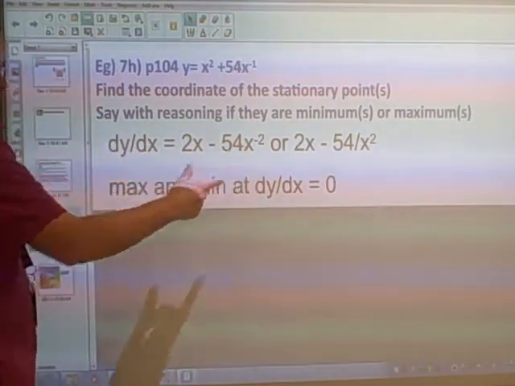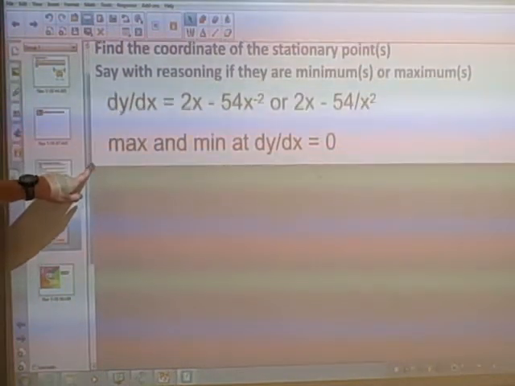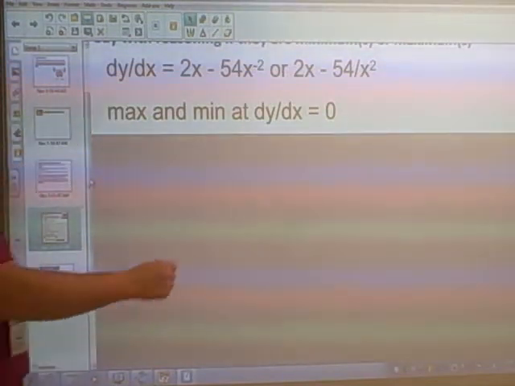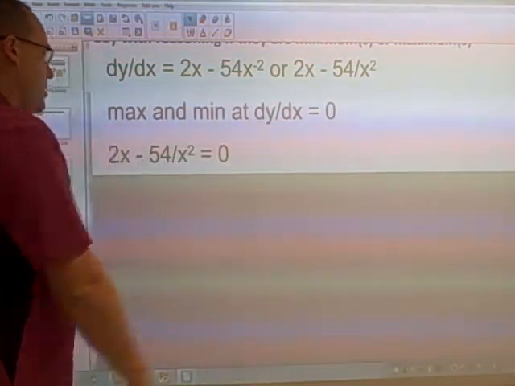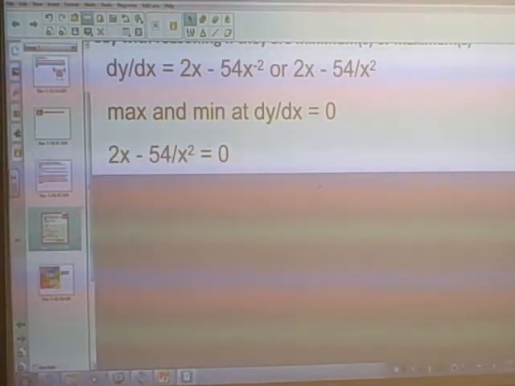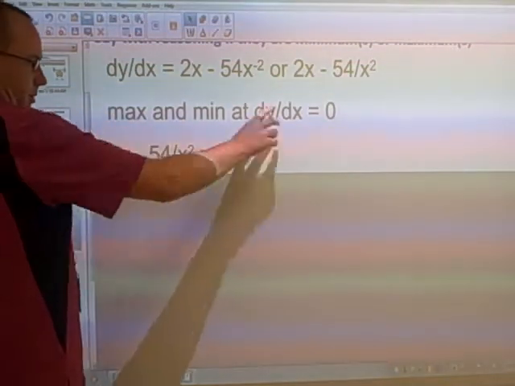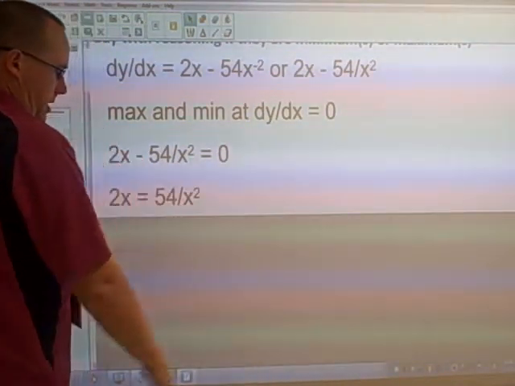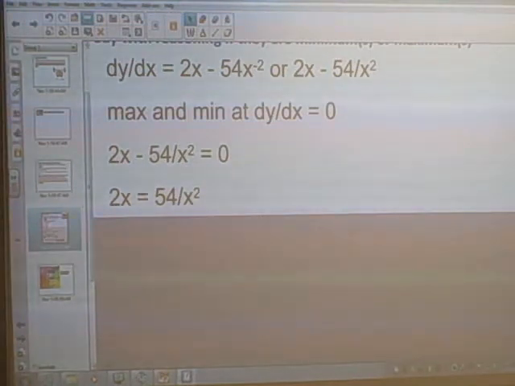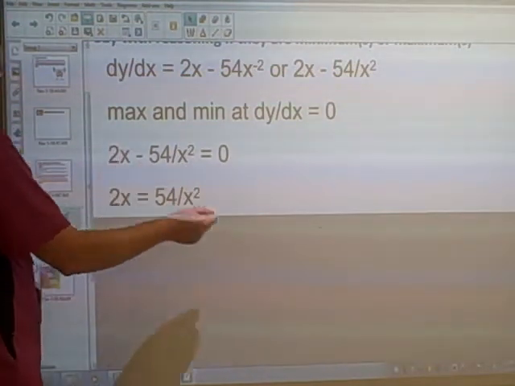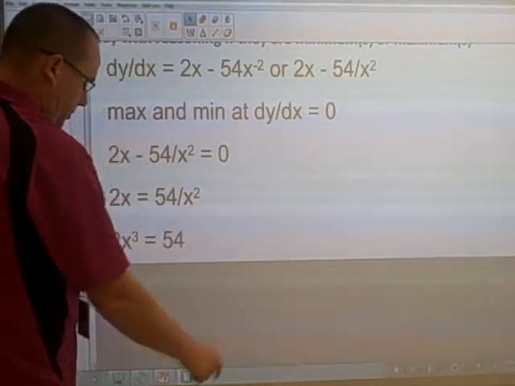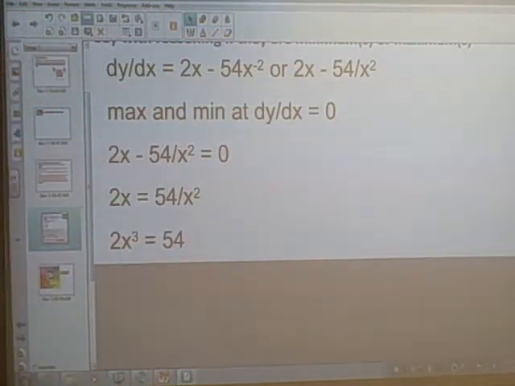So write that statement out and explain to the examiner exactly what you're doing. Maximums and minimums occur at dy by dx equals 0. And then take that equation and set it equal to 0. Now, when I've got negative terms, what I like to do is bring one to the other side and make it into a positive term. I also don't like fractions, so I can multiply to the other side to get rid of that fraction as well. So 2x cubed equals 54.